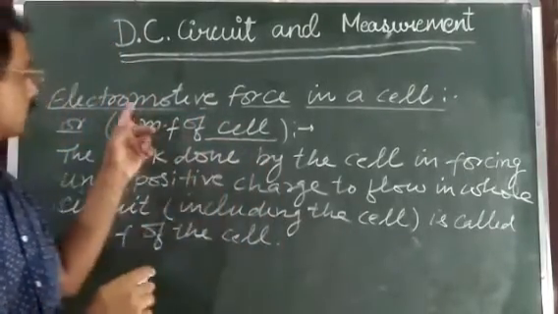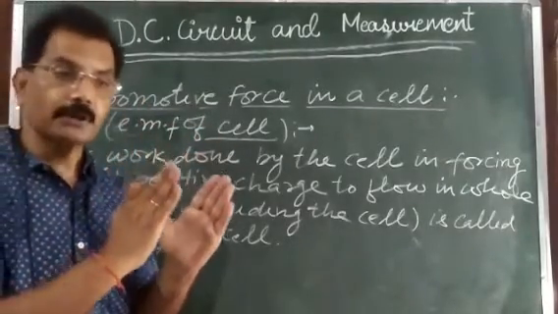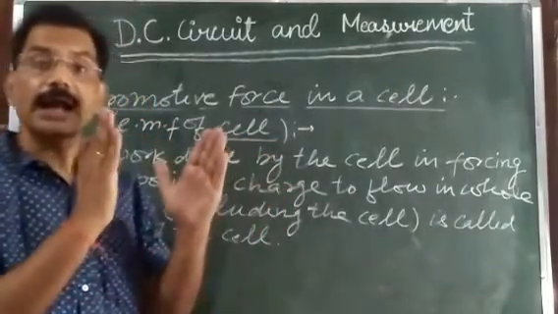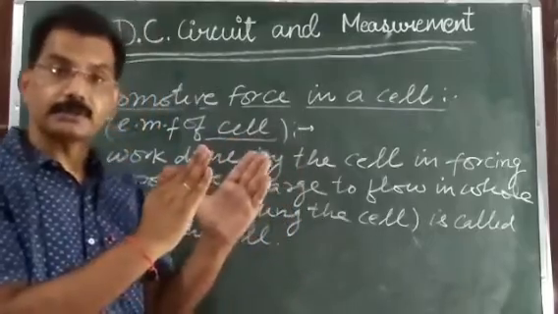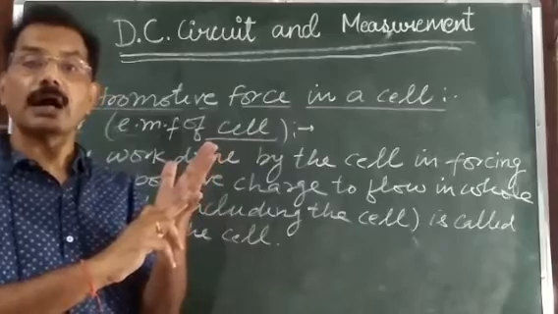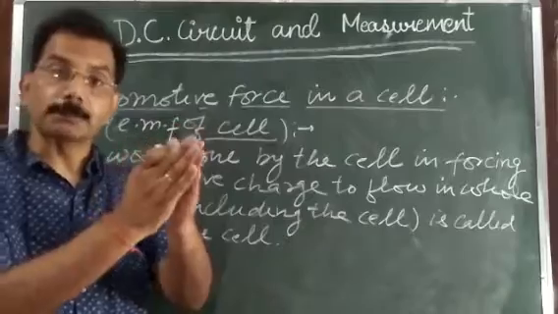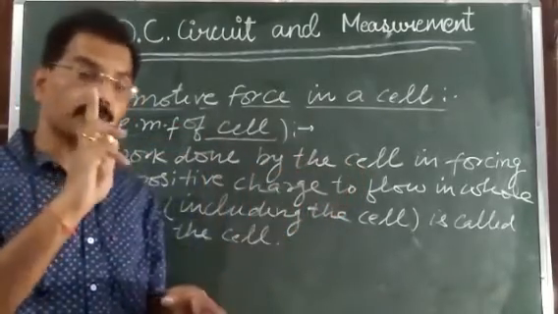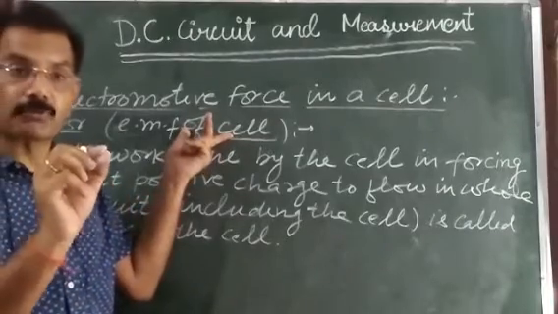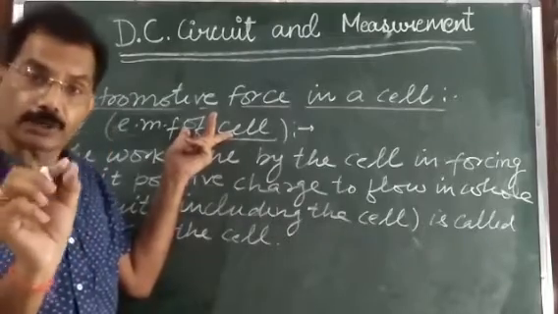Always remember this, the EMF of a cell is a characteristic of the cell, and it depends on the nature of its plates, meaning the nature of the electrodes and the electrolyte. But it does not depend on the shape and size of the electrodes, or the quantity of the electrolyte, or the separation between the plates. Dear student, always remember, the electromotive force of a cell depends only on the type of the plates and the type of electrolyte.